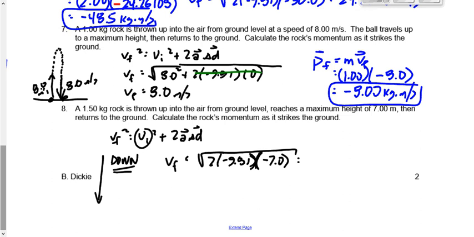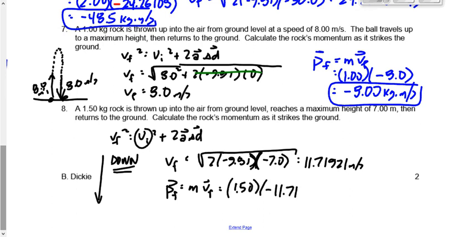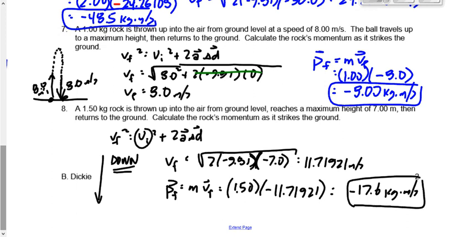That gives us a final speed, remember, not velocity, of 11.71921 meters per second. And then we're going to say m times v. We got 1.5 times negative 11.71921 gives me negative 17.6 kilogram meters per second. Good. How many people ended up getting 17.6? Down. Good. Excellent.